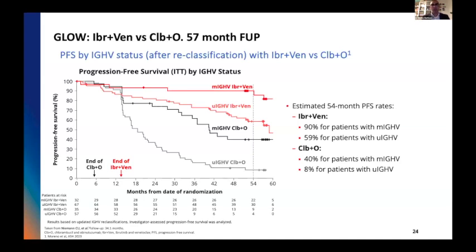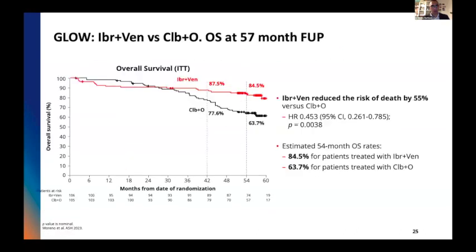So the follow-up is now 54 months, and the difference is quite striking in PFS, as it has been demonstrated for BENOV, for example. But again, I suppose it is relevant to mention, this is not necessarily a reason not to give ibrutinib and venetoclax to an unmutated IGHV patient. It means that you know what to expect from it, but it doesn't necessarily mean that this is a reason not to do it.